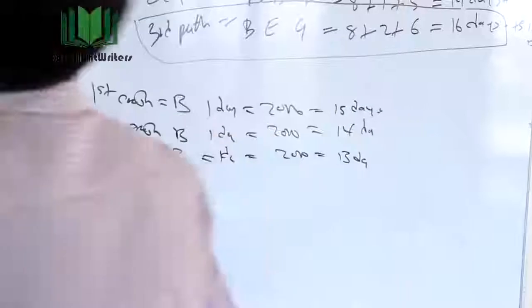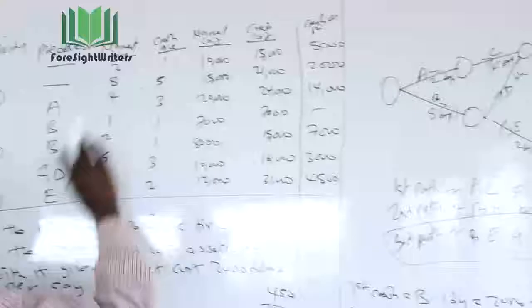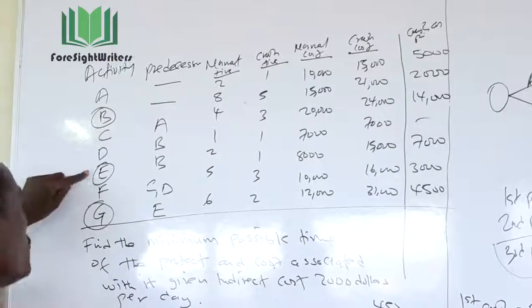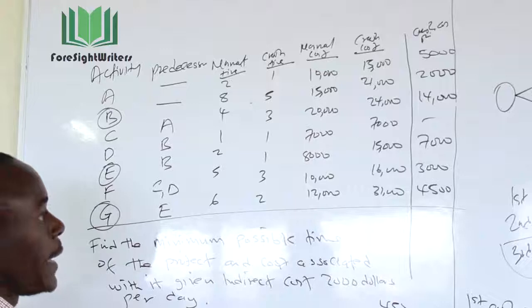So activity B, I've crashed a maximum of 5 days up to now, and I cannot crash activity B again. So I now consider the next activity, which is between E and G. Which one am I supposed to crash?